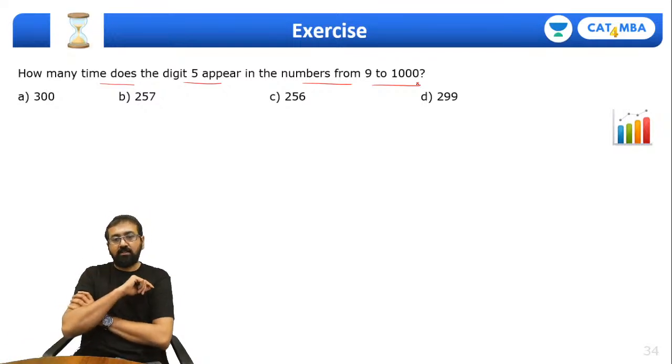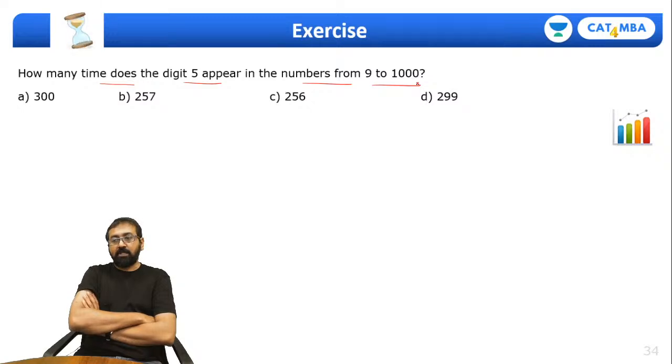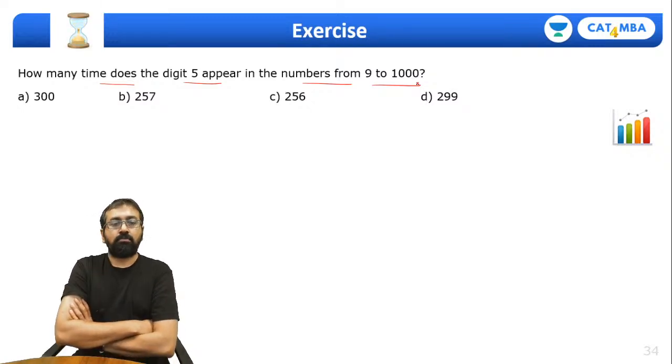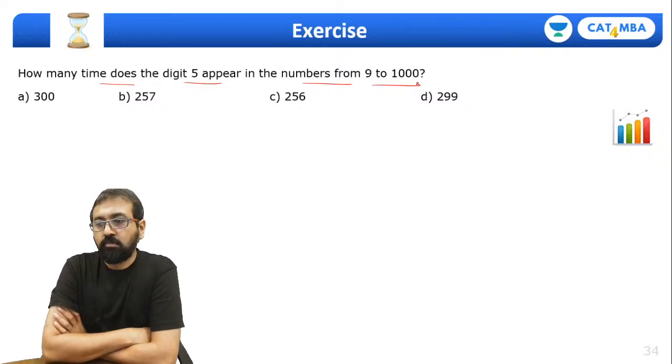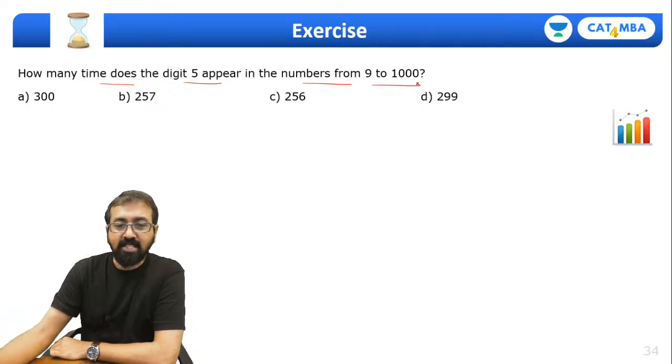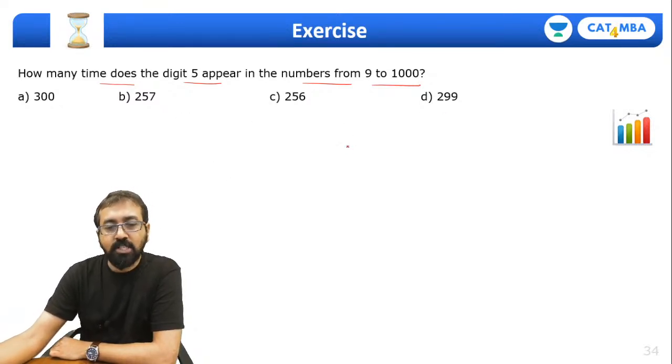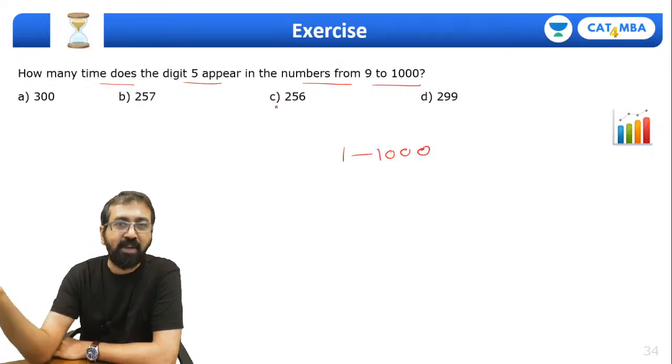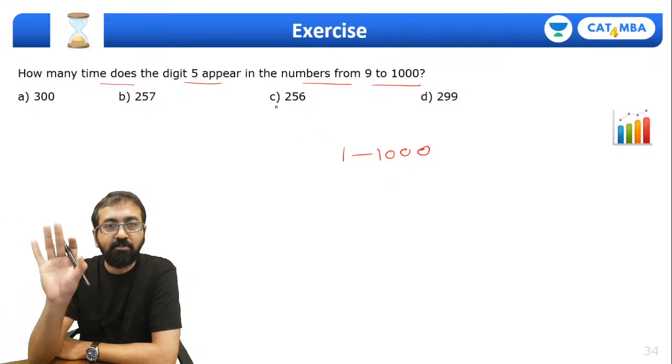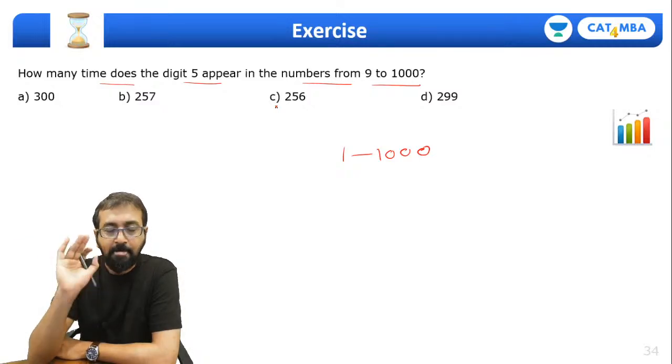How many times does digit 5 appear in the numbers from 9 to 1000? Tell me one thing, 9 to 1000, digit 5, how many times will it appear, guys? Quickly tell me. So guys, in such a question, instead of taking 9 to 1000, you can just calculate for 1 to 1000, generalize it, and then subtract that number 5, which we should not have taken.